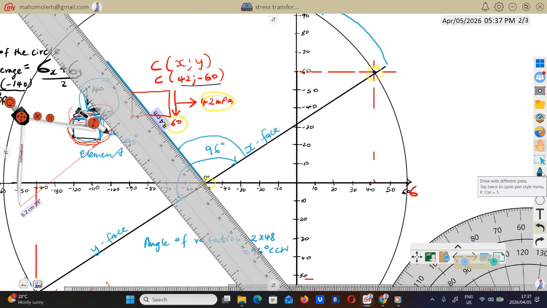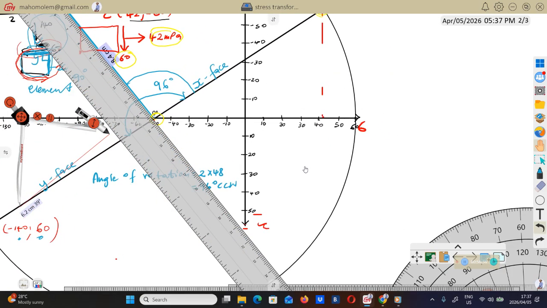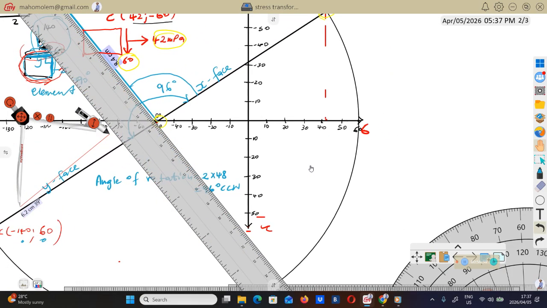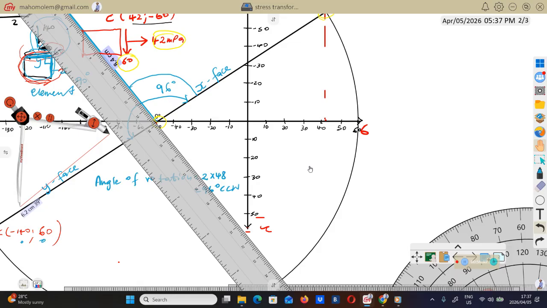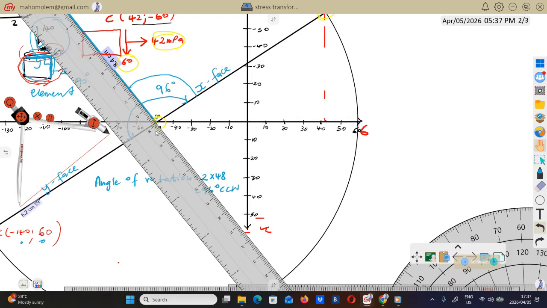So this is the line at an angle of 96. Let's project it until it meets the circumference of the circle. You do the same thing on this side. Yeah, like that.